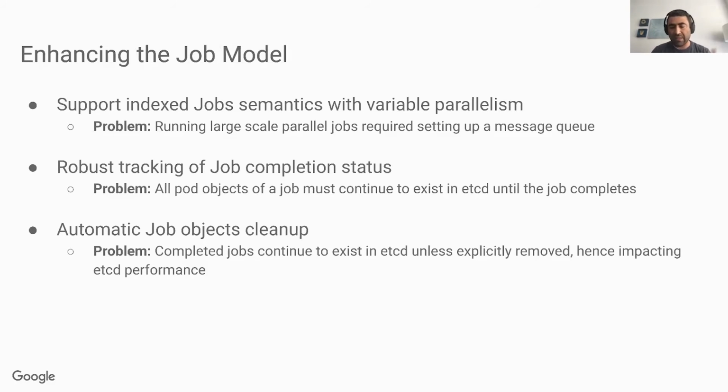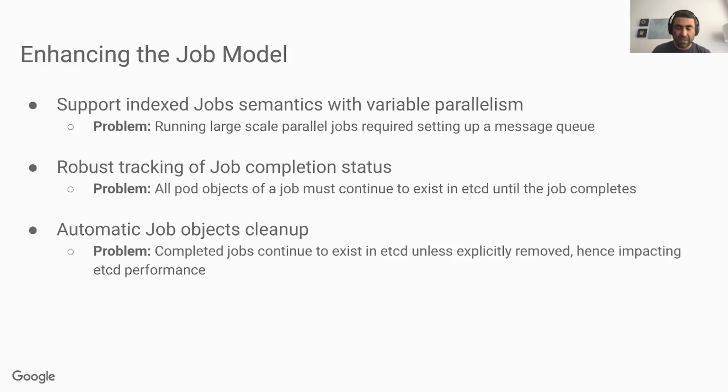In this slide, I'm talking about the first thing that we're trying to address, which is enhancing the core job model. What we did recently is we introduced support for indexed job semantics, and the problem the indexed job solves is running large-scale parallel jobs, which currently in Kubernetes requires setting up a message queue. With indexed job, now you can statically partition the workload. Think about Monte Carlo simulations, embarrassingly parallel applications. You don't really need to create a message queue for pods to know which portion of the job they need to solve. The second enhancement that we introduced is a robust tracking of job completion status.